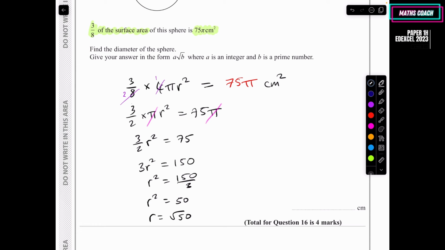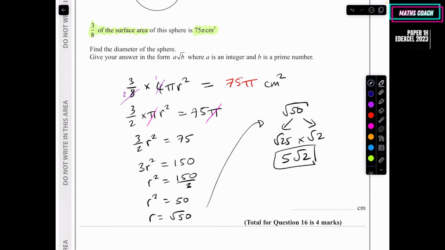All right, now remember, it was saying that it wants it in that surd form. You need to break down the square root of 50 by the largest square number that goes into that, which is 25 times 2. The square root of 25 is 5, so 5√2 is our final answer. And 2 is a prime number. Remember, it was saying b is a prime number right there. Okay, and a is an integer, which is 5. So that's our final answer.